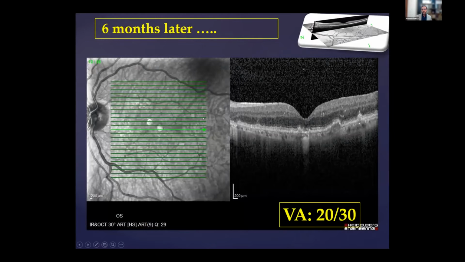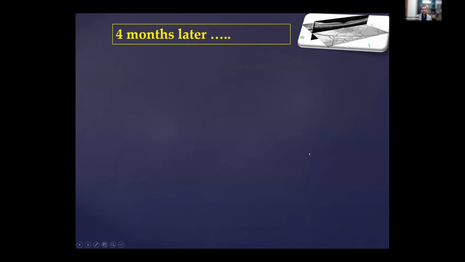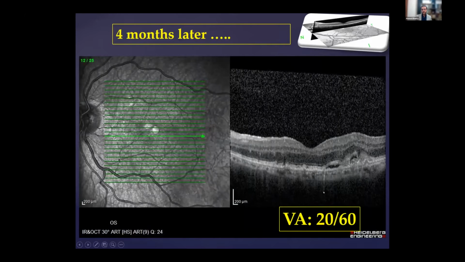He came with 20/30 and another area of RPE elevation here with some drusenoid material there. The vision dropped a bit, but the patient was not complaining. 4 months later, as expected, the vision dropped, and we can see here some vascular membrane and subretinal fluid, and the vision dropped to 60. At that time, the patient for sure agreed to treatment.